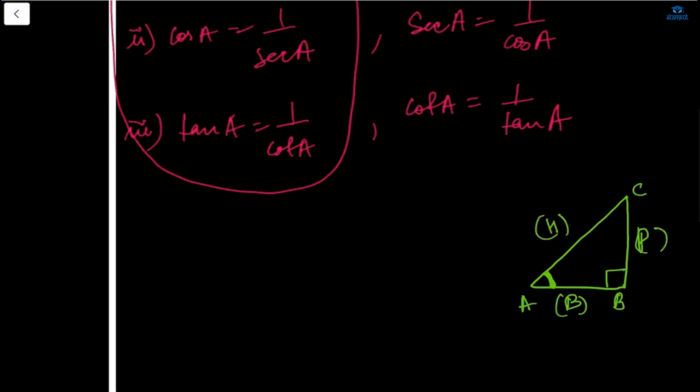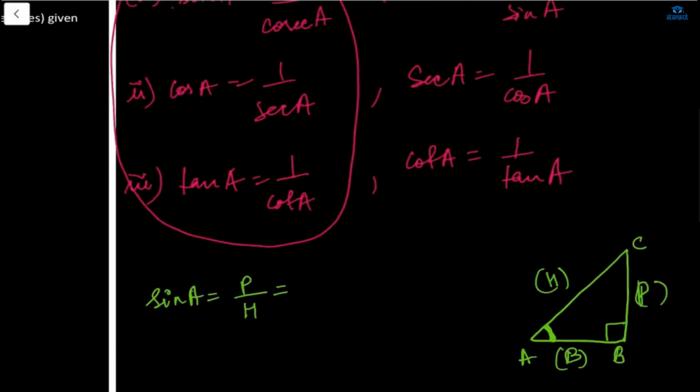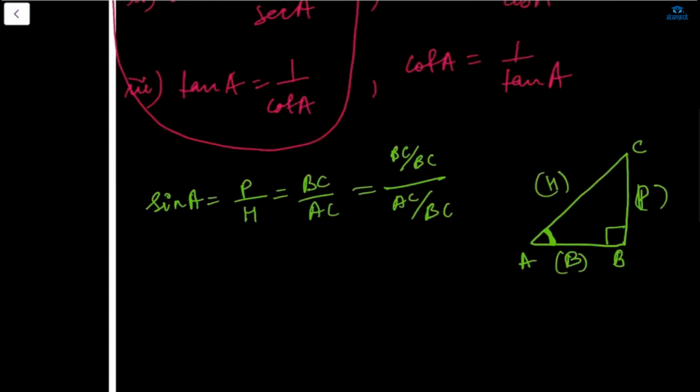Now if we take sine A, what will be its value? Sine A is perpendicular upon hypotenuse, and we can write that as BC upon AC. Now what you can do is divide both sides by BC. BC upon BC gives you 1, and on the other side we get AC upon BC.